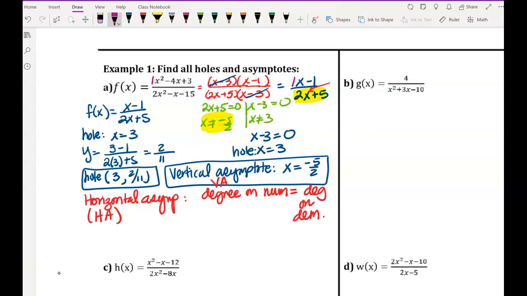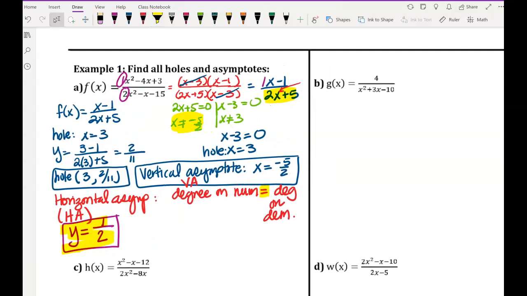So horizontal asymptote is always y equals, I want you to say it. Horizontal asymptote is always y equals the leading coefficient of the top, which is 1, divided by the leading coefficient on the bottom, which is 2. And we are done. That is the horizontal asymptote. This, guys, is only when the degrees equal each other.